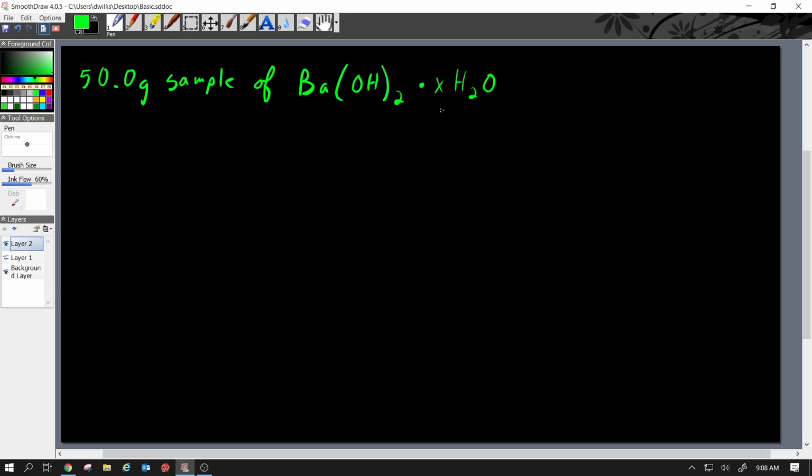And so let's say that I have a 50.0 gram sample that contains 27.2 grams barium hydroxide. How do I know? Well, if I took the barium hydroxide hydrate and gently heated it until I drove all the water off and then massed it again, I would have 27.2 grams remaining. So the first question is, what's the percent by mass?